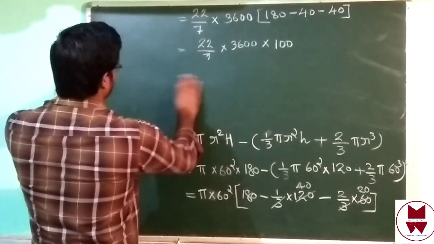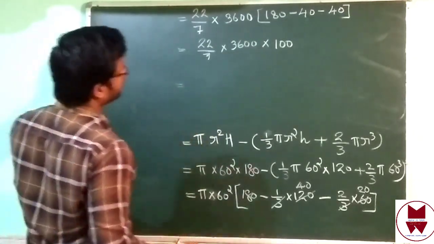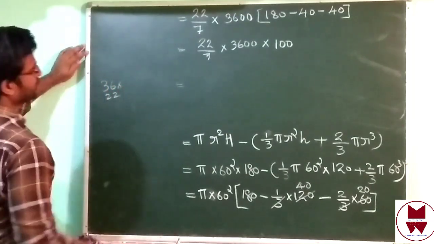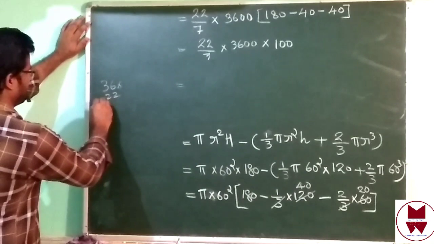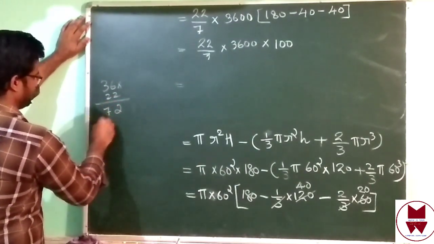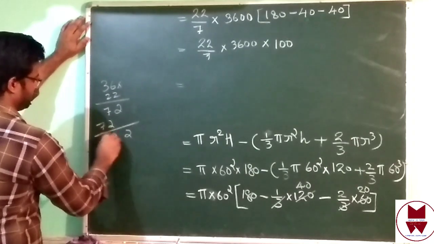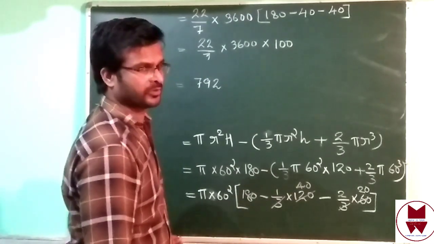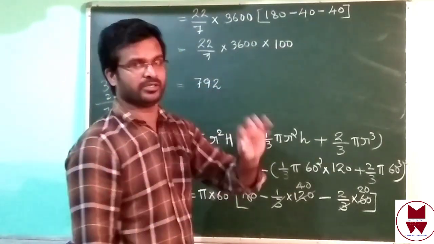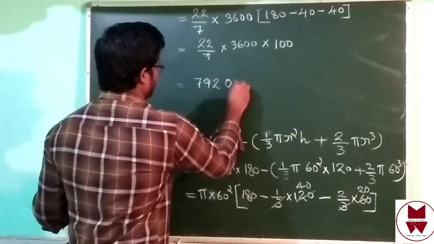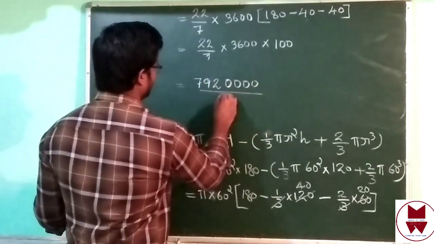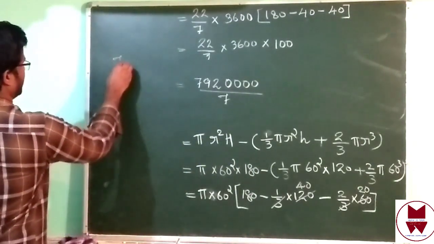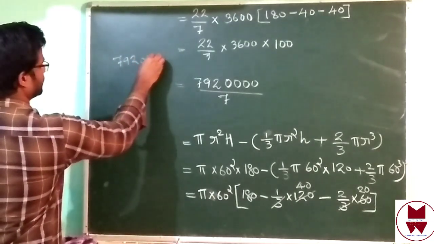Then we can multiply 36 into 22. Just leave all the zeros, do it 36 into 22 only. 12, 6, 7, 72, 2, 9, 7, 7, 9, 2. Then in here how many zeros total? 1, 2, 3, 4. Total 4 zeros are there. We can write 0, 0, 0, 0. Divide by 7. We can divide 7, 9, 2, 0, 0, 0, 0.